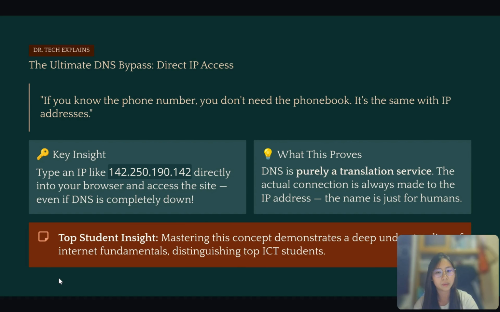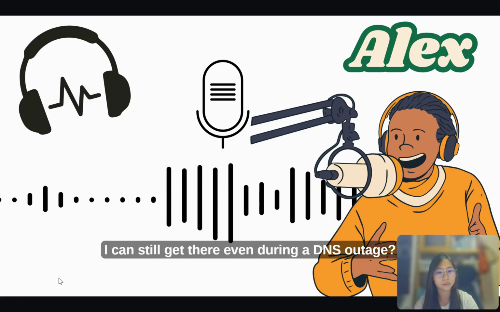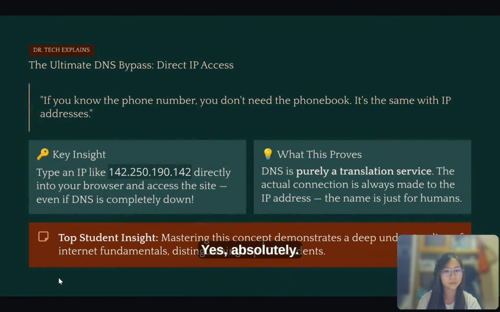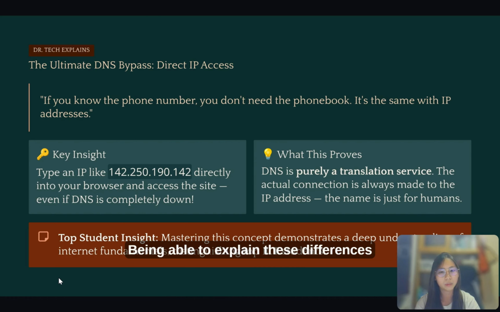Never mix them up. Wow, so if my friend texts me Google's IP address, I can still get there even during a DNS outage? Yes, absolutely. And that is why examiners love to test these scenarios. They want to see if you truly understand what DNS does versus what the internet connection itself does. Being able to explain these differences is what separates top students from the rest.